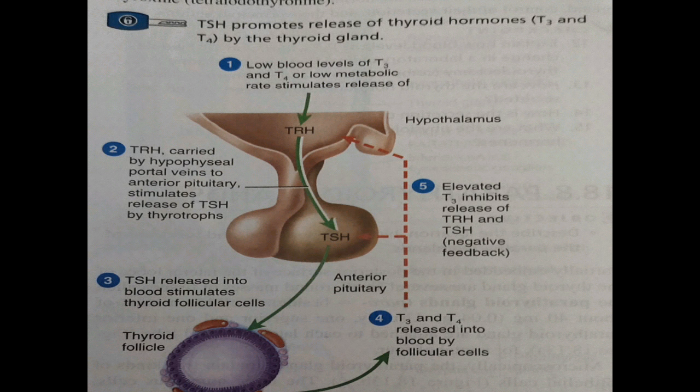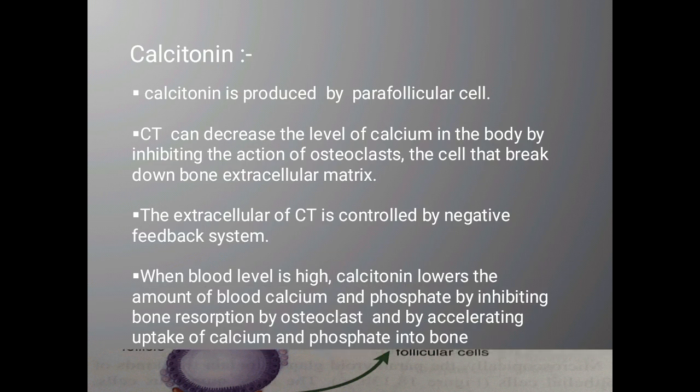And in the third point, thyroid stimulating hormone released into the blood stimulates thyroid follicle cells. In the fourth point, T3 and T4 are released into the blood by follicular cells. And in the fifth point, elevated T3 inhibits the release of TRH and TSH in negative feedback. If there is an excess secretion of T3 and T4 in the blood, there is a negative feedback.